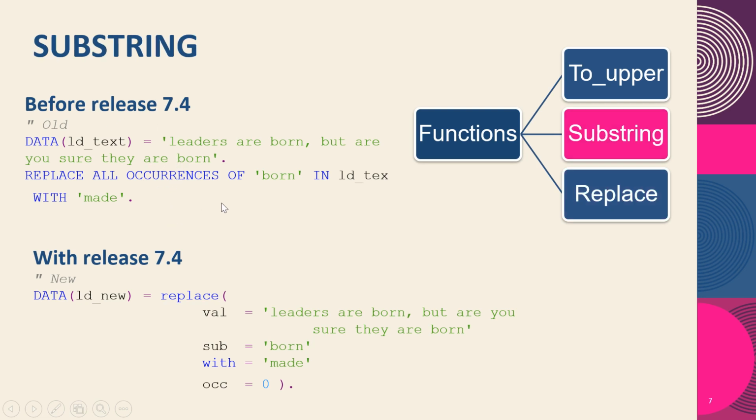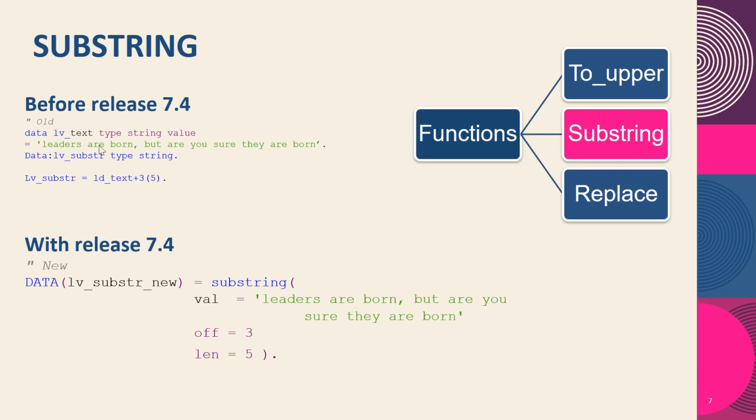Similarly, for substring, earlier before 7.4, we needed to declare a variable and have some values. Then we needed to use the variable plus the starting index and up to how many characters of length we wanted for the substring. In the new syntax, we don't need to declare the variable earlier. Before 7.4, we were declaring the variable, and to take the substring, we needed to identify the offset and length.